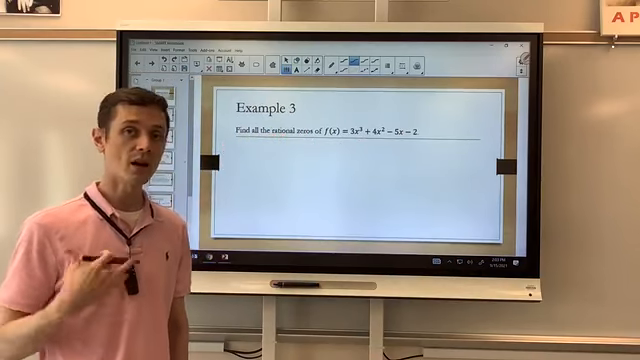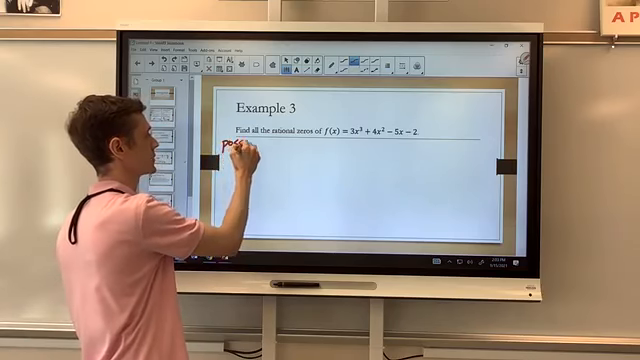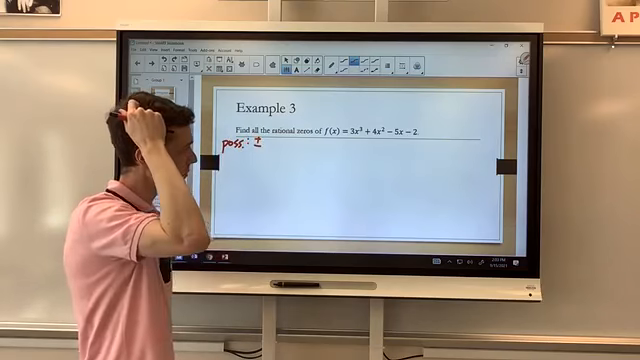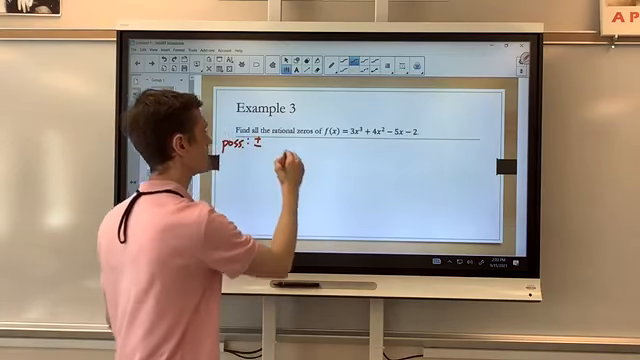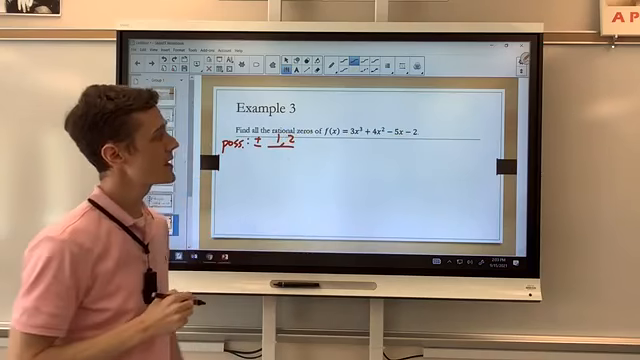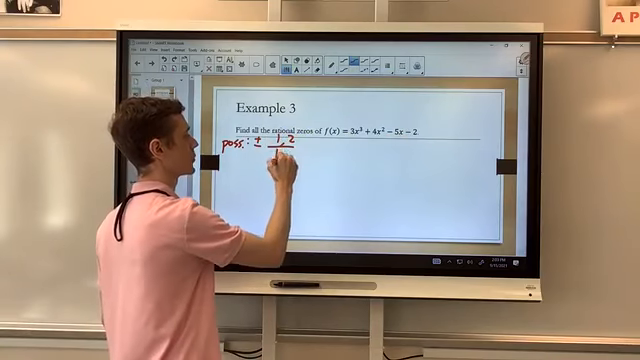I'm going to find another list of possible zeros. So I'm abbreviating that just by saying possible zeros. Don't forget that it's plus or minus for these numbers. Factors of the constant, 2, go in the numerator. The factors of the leading coefficient go in the denominator. So the factors of 3 are just 1 and 3.